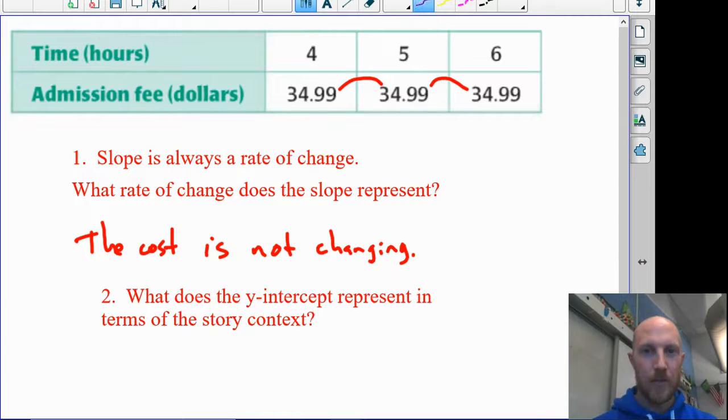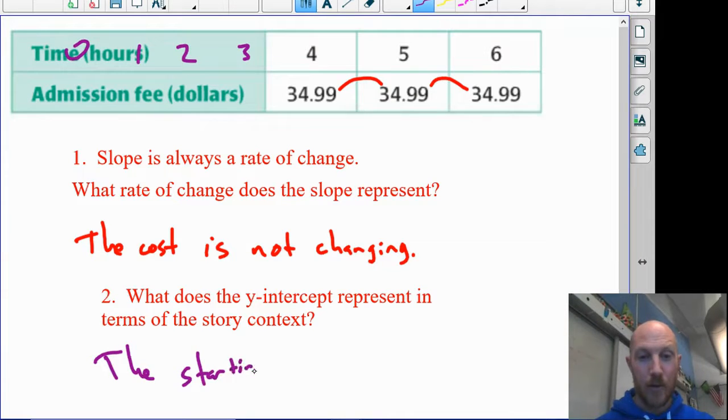Even if I do back up in the table to 3 hours, 2 hours, 1 hour, 0 hours, there's no change in the admission fee, right? It's going to be $34.99. So the starting cost would also be the only cost ever, no matter what. The starting cost is $34.99.